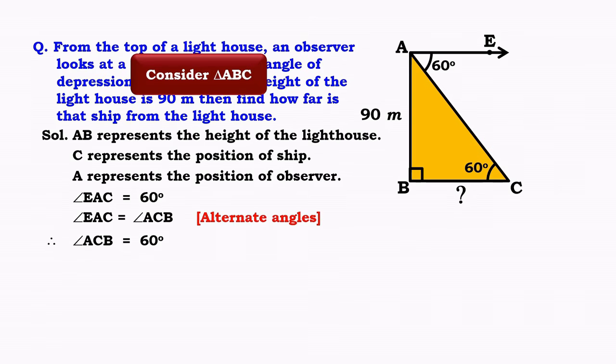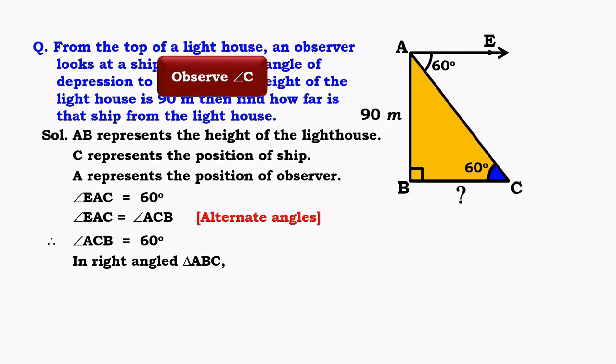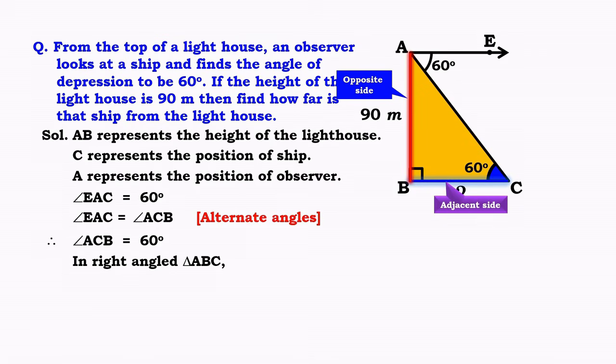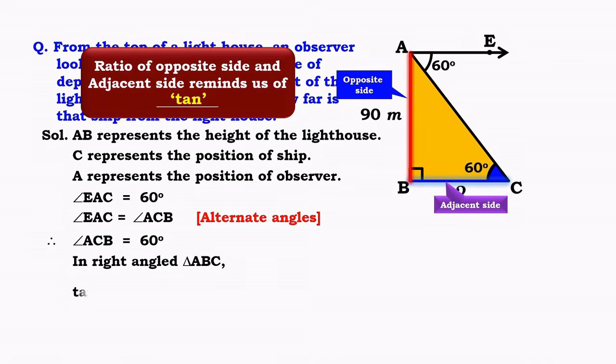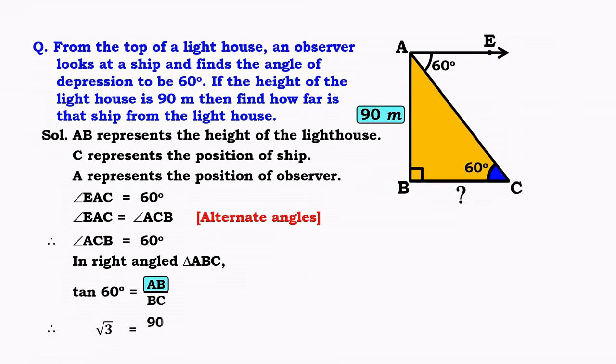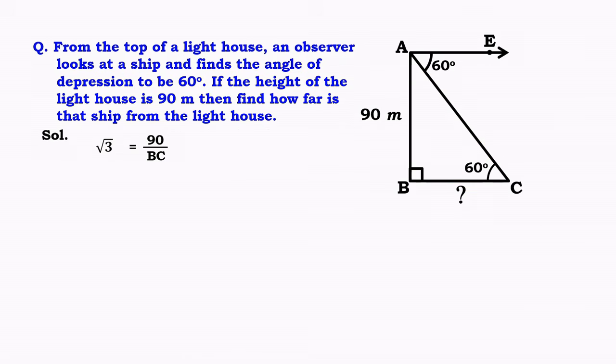Now, for angle ACB, the opposite side is AB and the adjacent side is BC. The ratio of the opposite side and the adjacent side reminds us of the tangent ratio. Therefore, in the right-angled triangle ABC, tan 60 degrees is equal to AB divided by BC. Since AB is 90 meters, we get root 3 equal to 90 divided by BC. Therefore, BC is equal to 90 divided by root 3.